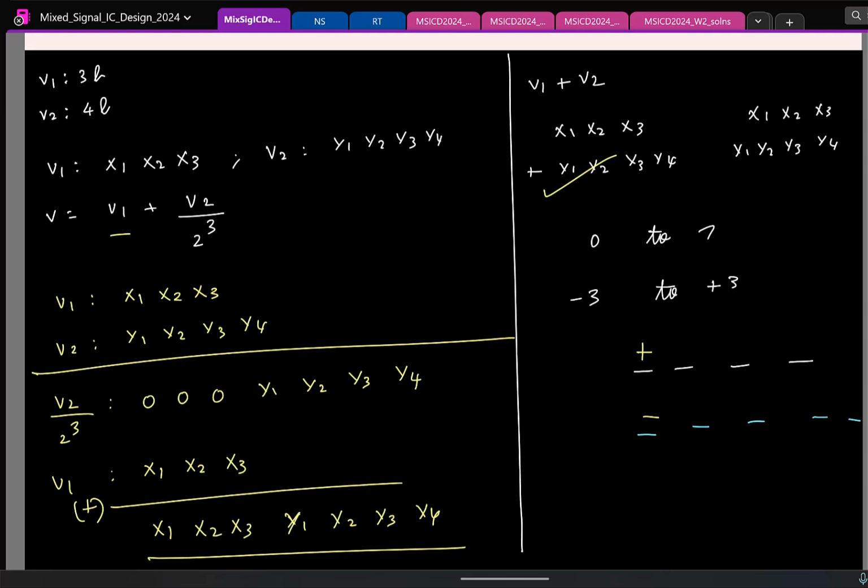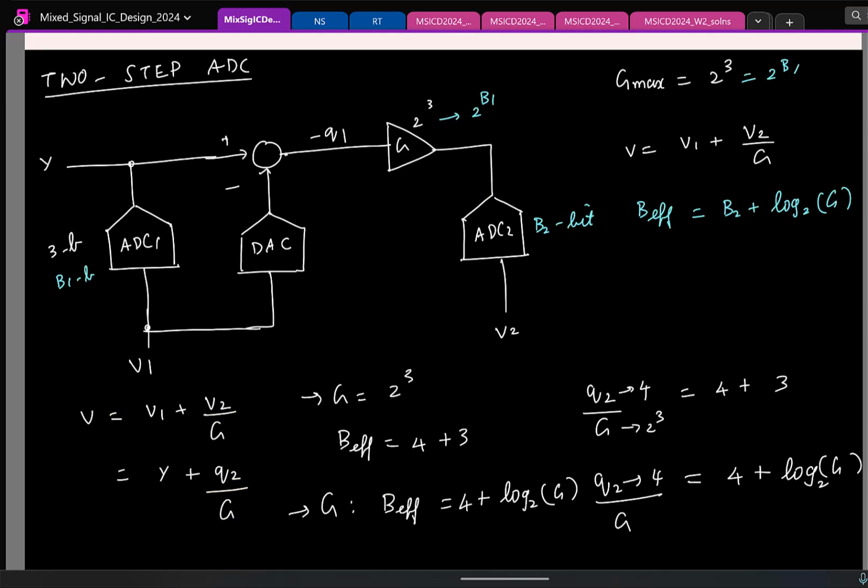Okay. So I can generalize it. Now if I have the same case, B1 bits and B2 bits, and if I choose a maximum gain 2 power B1, even the final thing will be this. I just take V1, V2, append it like this. This gives you the final V.